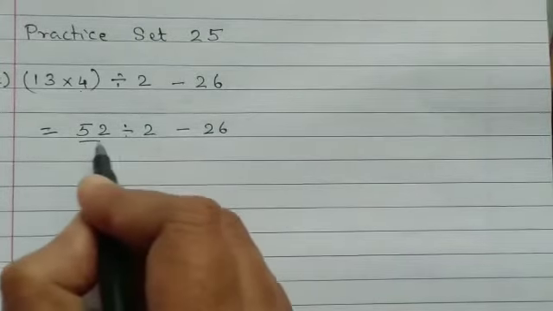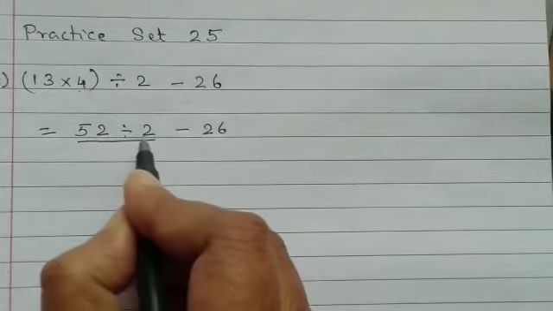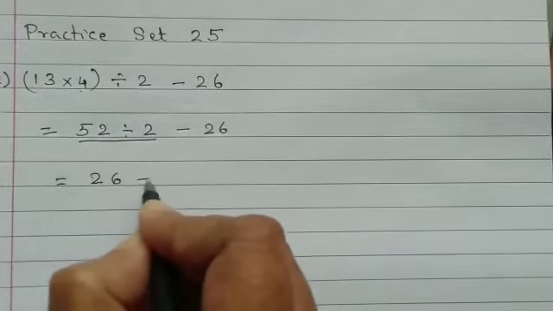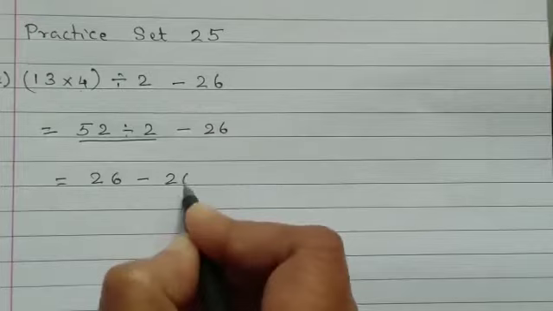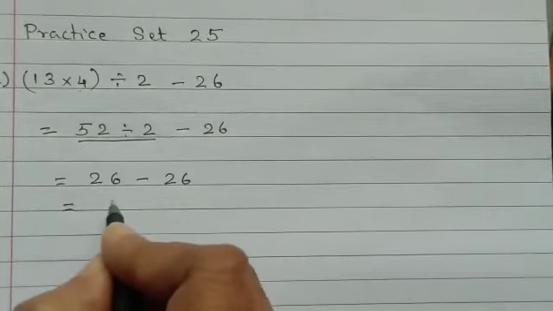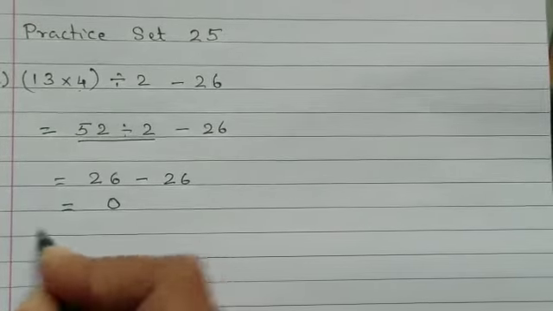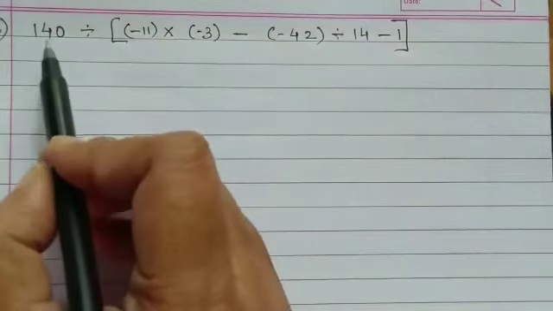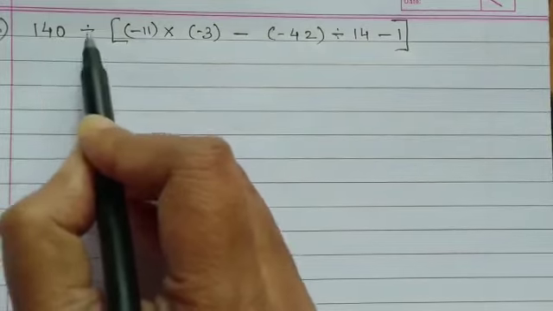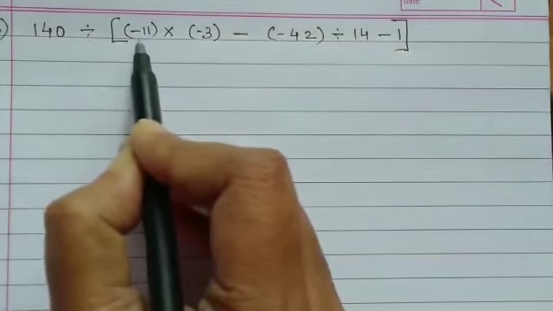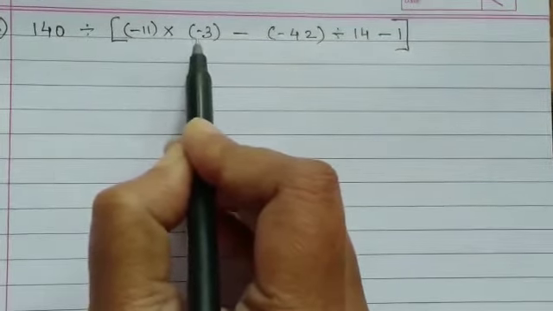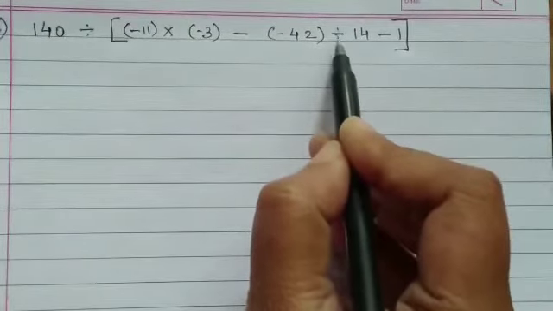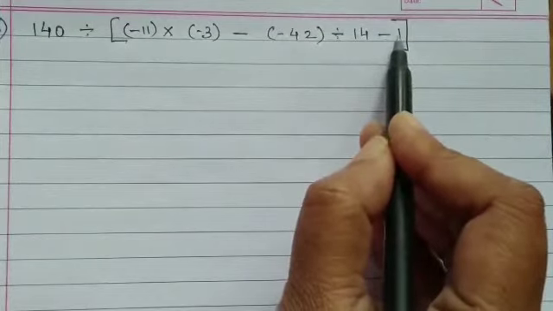Now we have to do the division. So 52 divided by 2 is 26, minus this 26. And 26 minus 26 is 0. So the answer is 0. Now let's try question number 3. The question is 140 divided by minus 11 multiplied by minus 3 minus 42 divided by 14 minus 1.